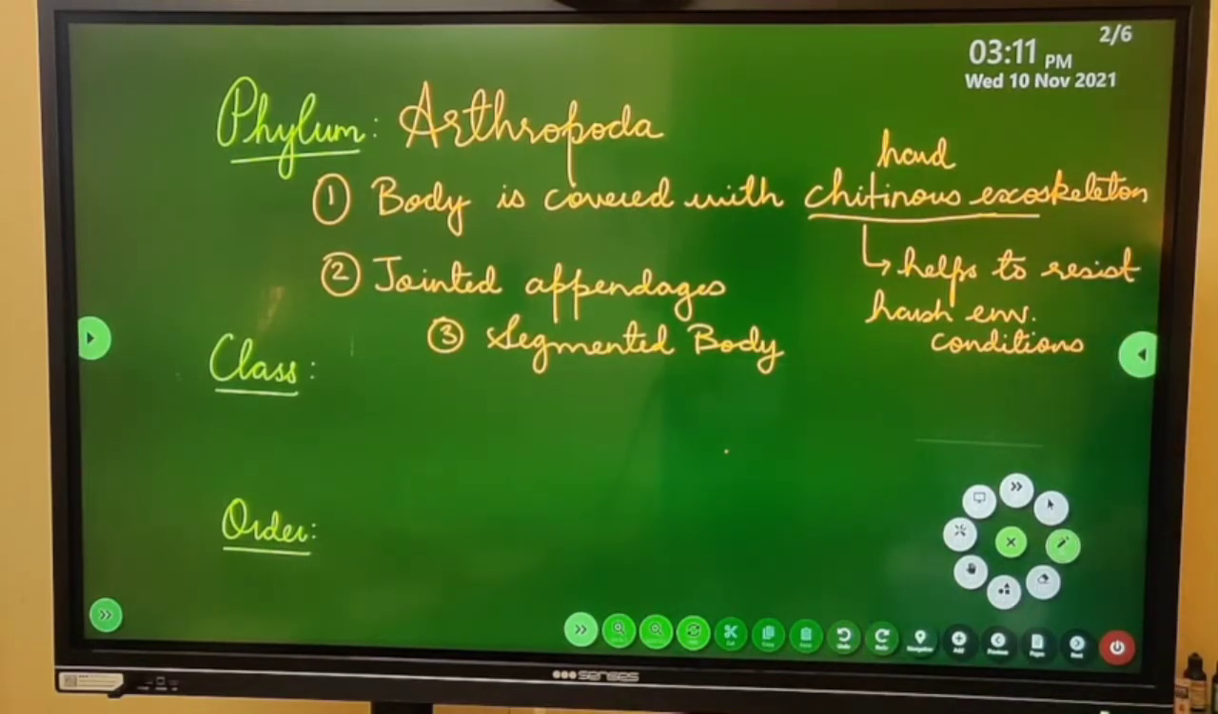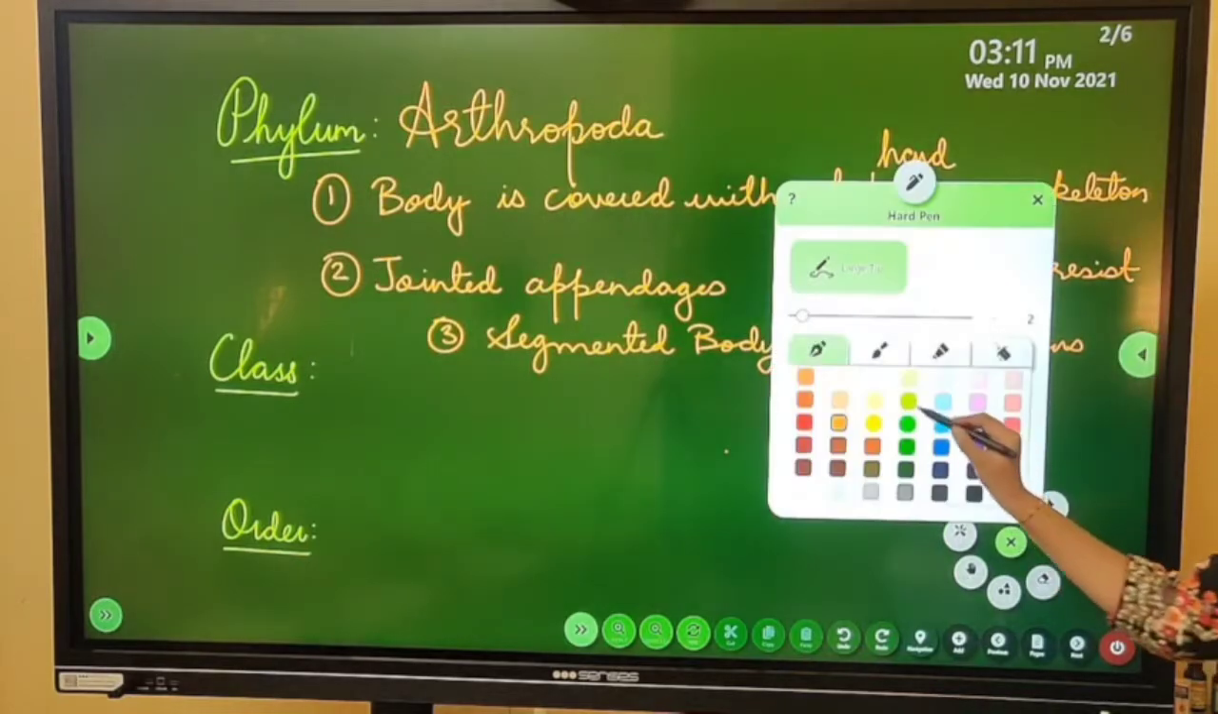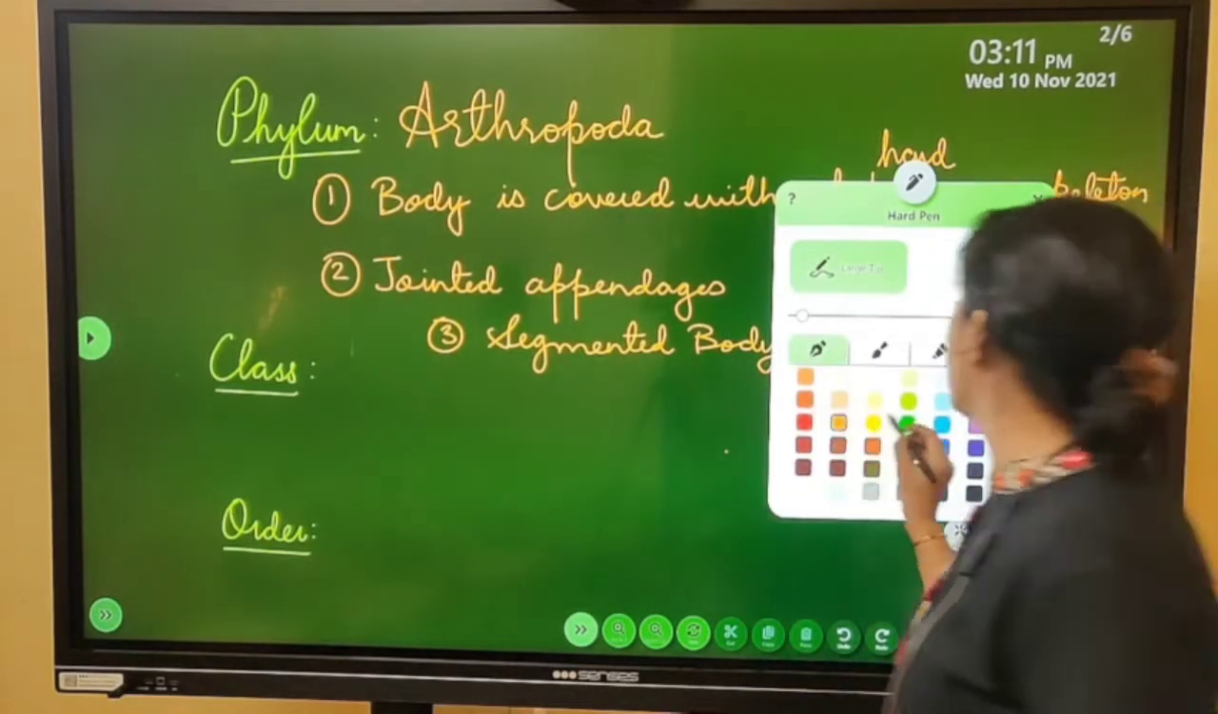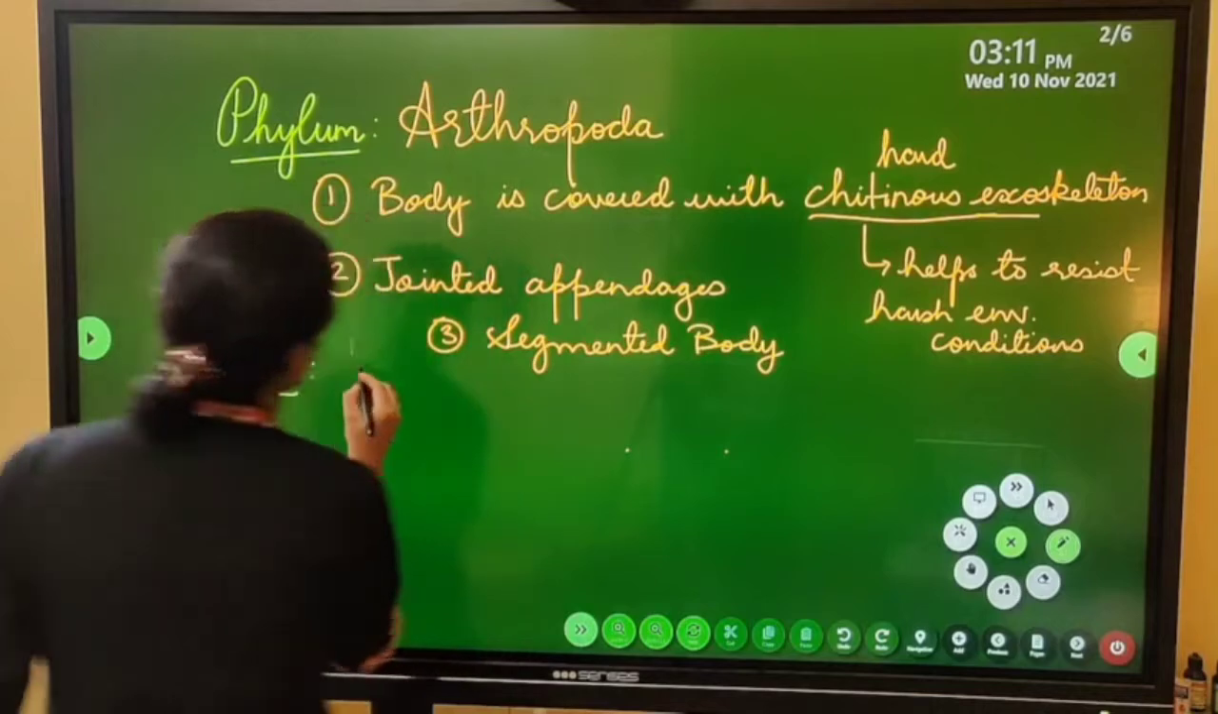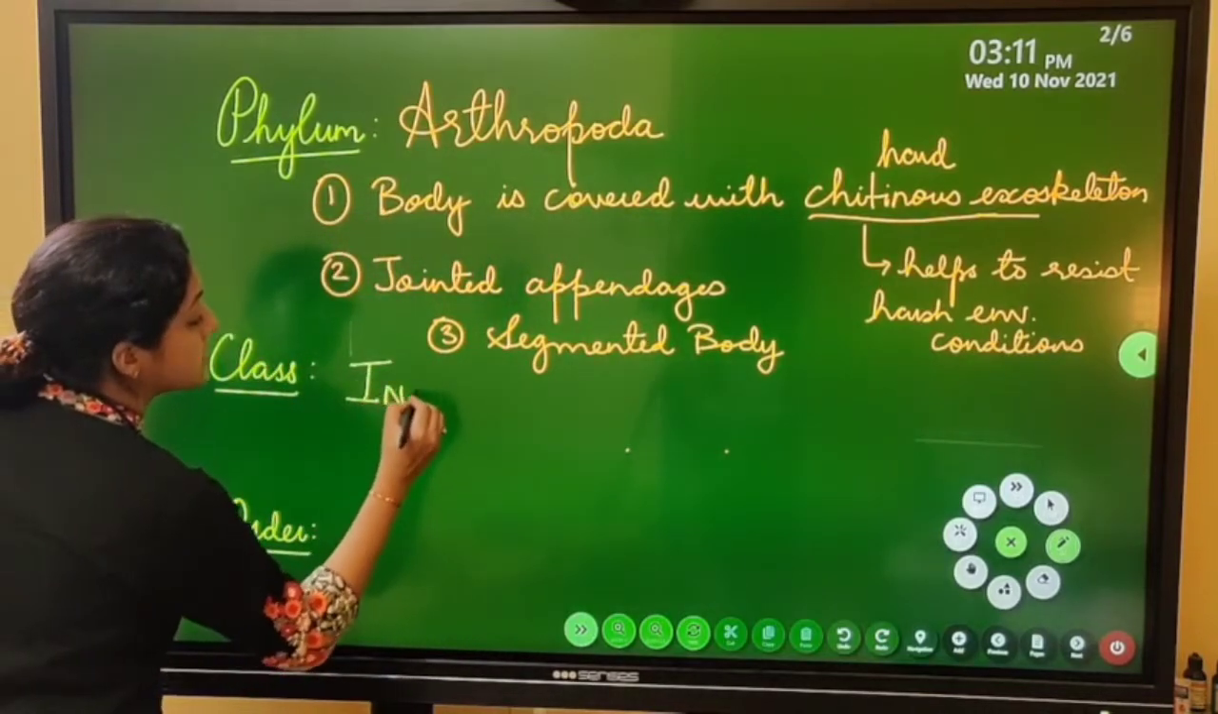It comes in class Insecta. The main reason it is placed in class Insecta is it comes in class Insecta.